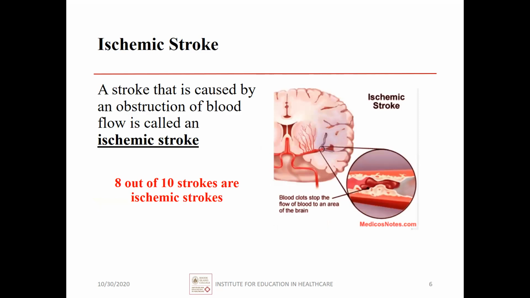Ischemic stroke is the most common cause of stroke, and it's about 8 out of 10 of all strokes. And this is the type where a blood clot forms in the blood vessel and prevents the blood flowing to the tissue in the part of the brain that vessel would normally supply. And ischemic basically means the death of the tissue from a lack of oxygen.